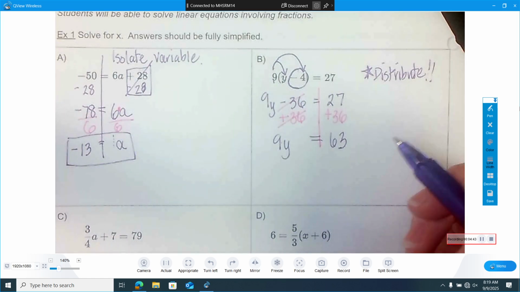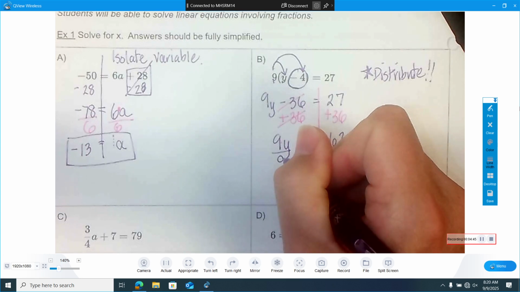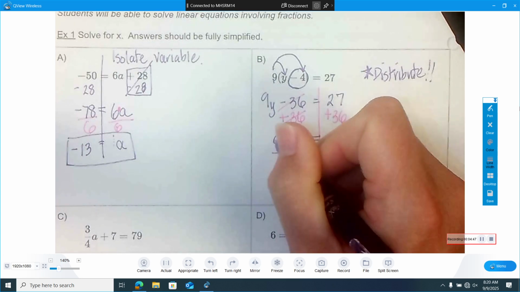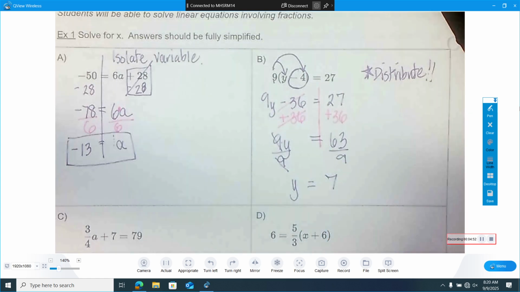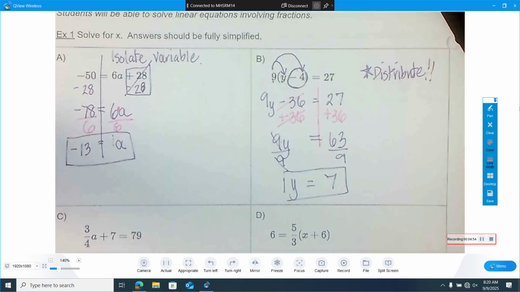And now, again, we have 9 times y equals 63. How do we get y by itself? Divide by 9. Divide by 9. 9 divided by 9 is 1. 63 divided by 9 is 7. Good?